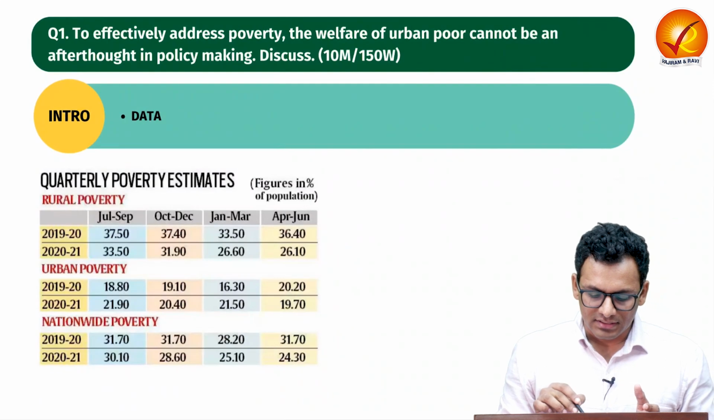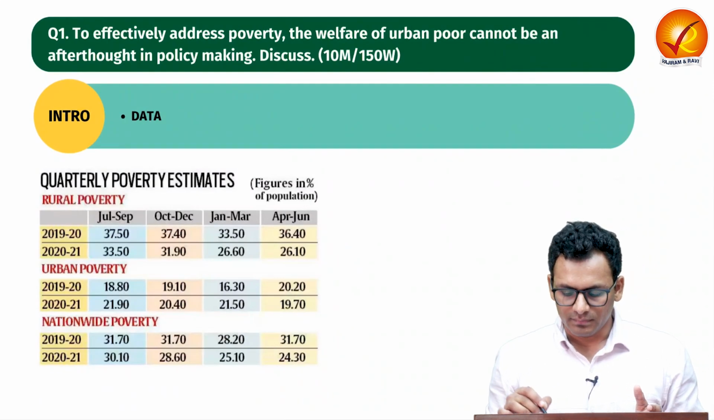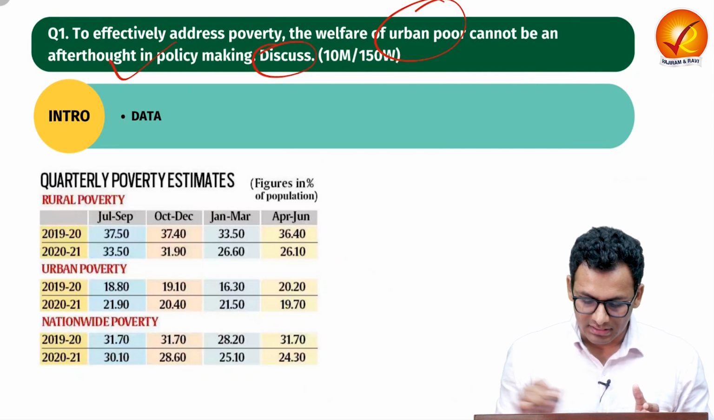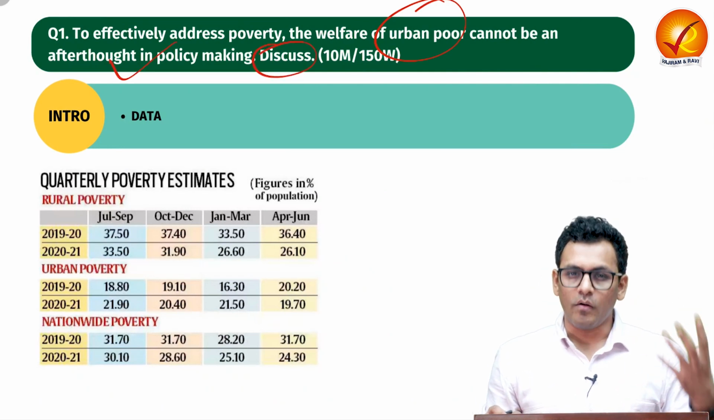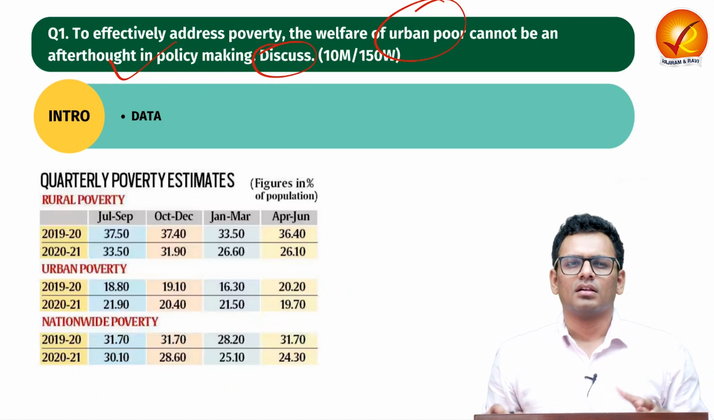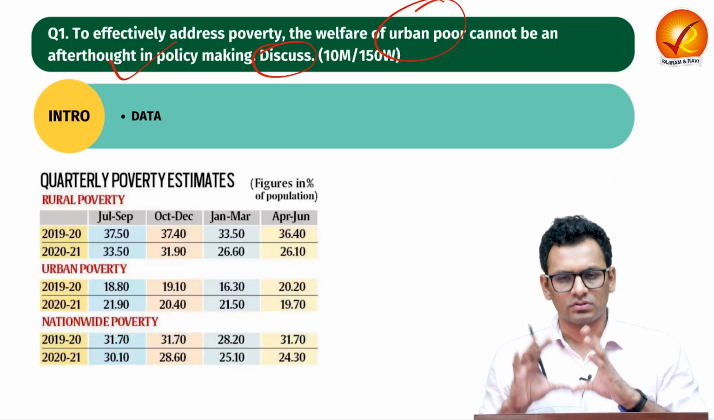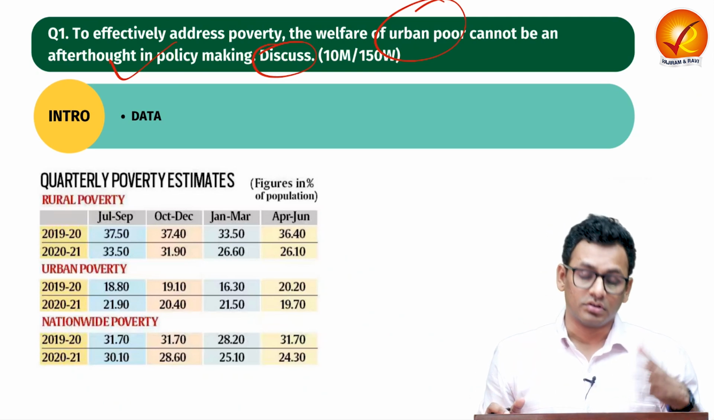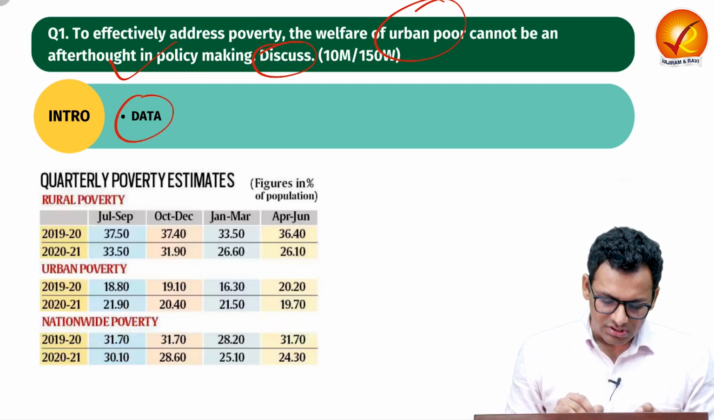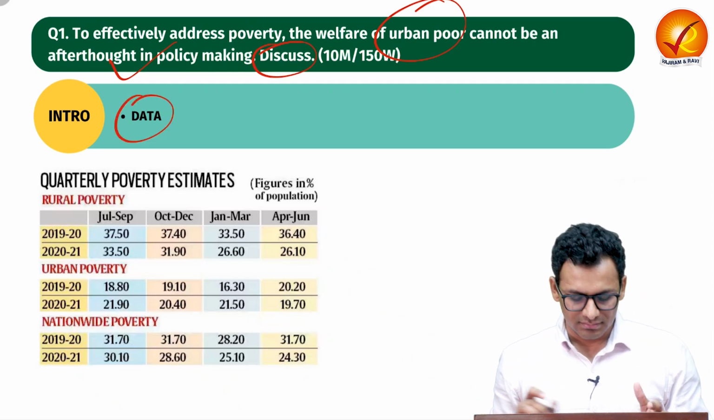To effectively address poverty, the welfare of urban poor cannot be an afterthought in policy making. Discuss. We have seen how poverty is one of the biggest issues of Indian society, and how rural poverty is one of the biggest contributors, but urban poverty is also substantial. In the introduction, we can substantiate the same through data points.